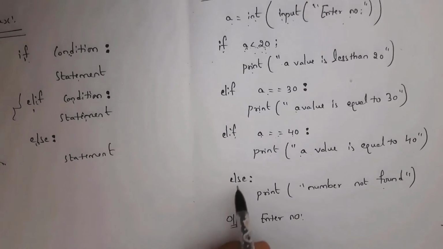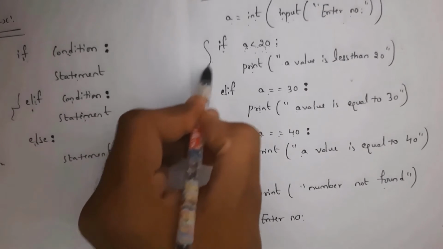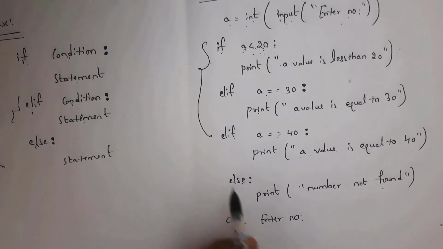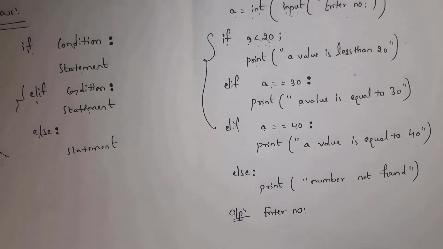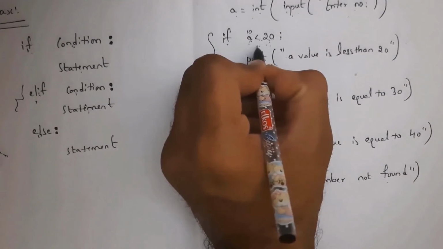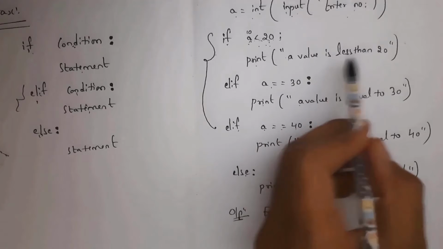At last, write else and give the else statement, that is number not found. If these three conditions are false, then whatever statement is present inside else will be executed. For example, if I give the value as 10, 10 is less than 20, so this condition is true and it will display the output a value is less than 20.